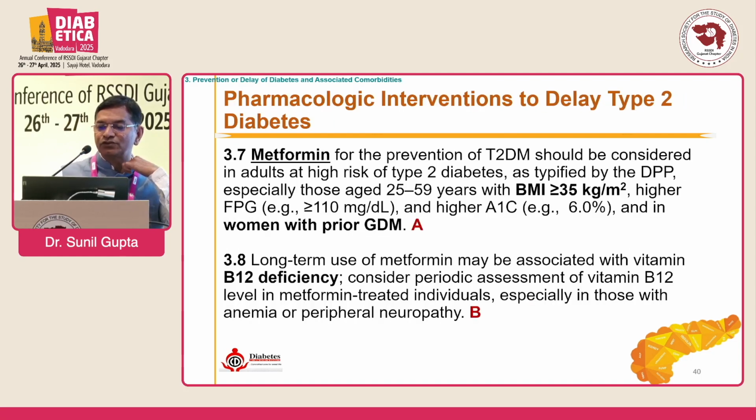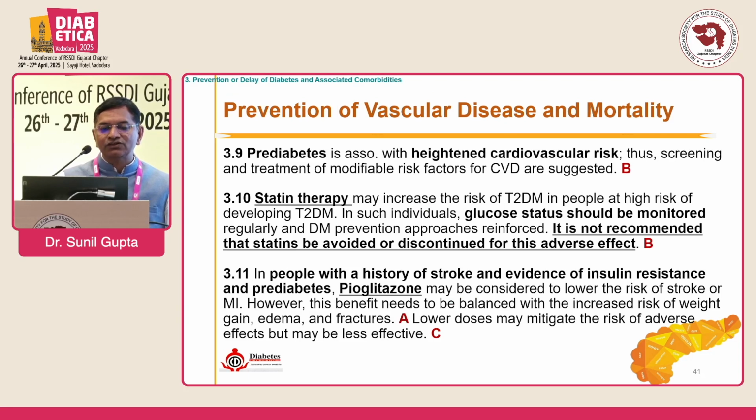Metformin for prevention of diabetes should be considered in people with pre-diabetes, and women with past history of GDM again are benefited. But we also have to take care of the B12 deficiency with chronic use of this.